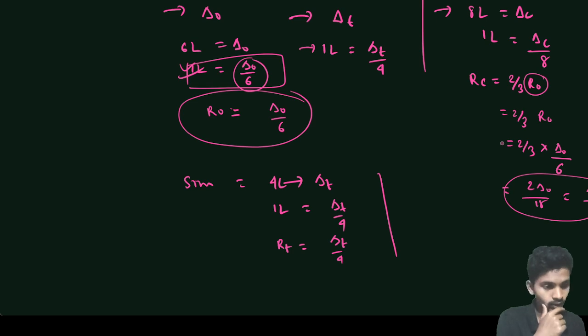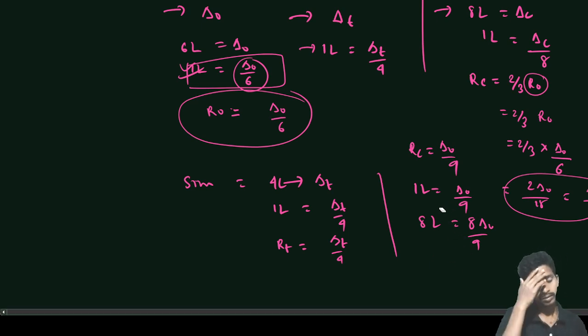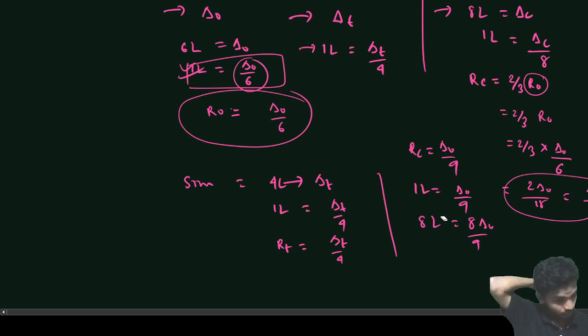And 1 ligand is equal to delta naught upon 9. No, that is Rc. Okay, that Rc is equal to delta naught upon 9, that we see. That is also, 1 ligand is equal to delta naught upon 9. And here we have 8 ligands, then that is 8 delta naught upon 9. This is for the octahedral case, 8 ligands, so delta naught upon 9.